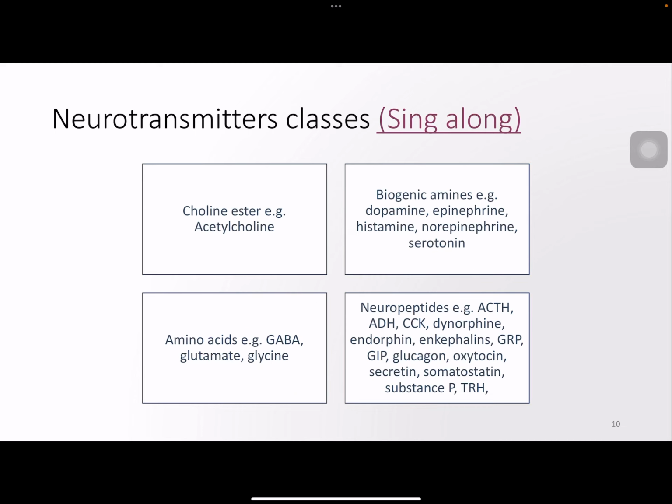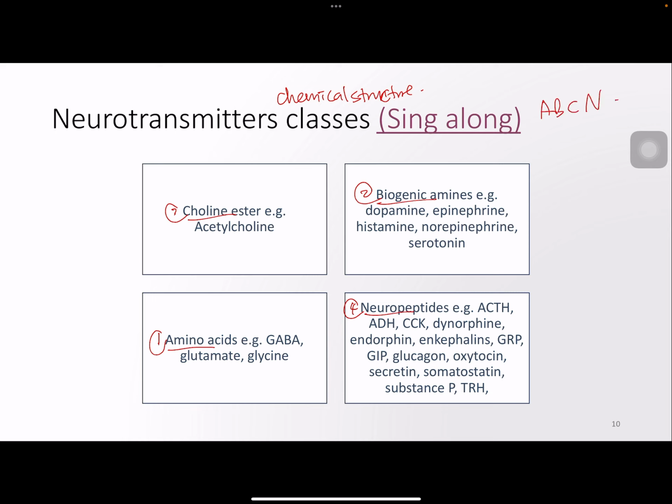Another way to classify the neurotransmitter is depending on the chemical structure of the neurotransmitter itself. For example, you have the A, B, C, and N. A for amino acid, B for biogenic amines, C for choline ester, and finally N for neuropeptide. So I'll go like A, B, C, and N.